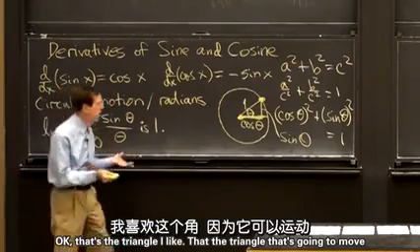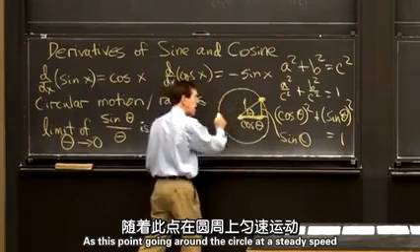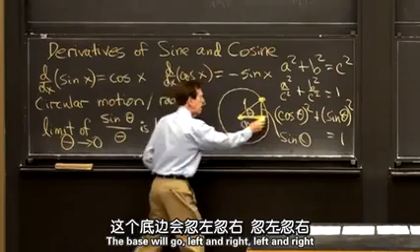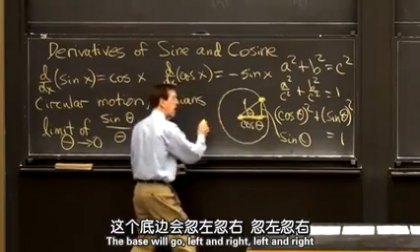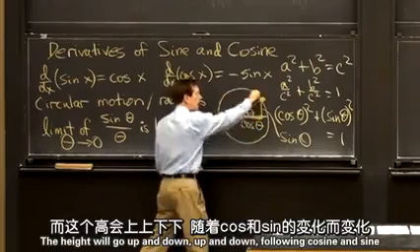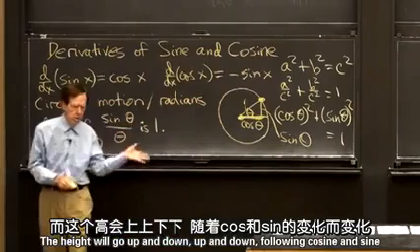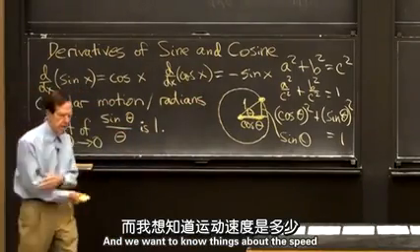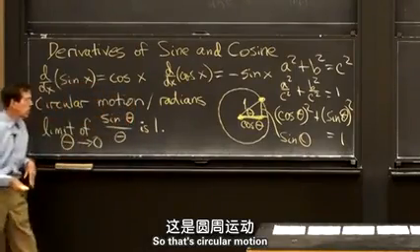That's the triangle that's going to move. As this point goes around the circle at a steady speed, this triangle is going to move. The base will go left and right, left and right. The height will go up and down, following cosine and sine. And we want to know things about the speed. Okay. Now, so that's circular motion.